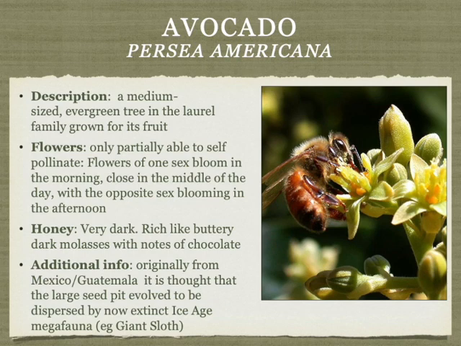Avocado. These are interesting plants in that the flowers of one sex bloom in the morning, close in the middle of the day, and the opposite sex bloom in the afternoon. But different varieties of avocado will have different sexes blooming at different times of the day. So if you're an avocado farmer, you'll need to make sure that you have the right strains of avocado blooming in proximity with each other so that they'll be able to be pollinated by the bees. The honey is a wonderful dark honey, rich, buttery, dark molasses, notes of dark chocolate.